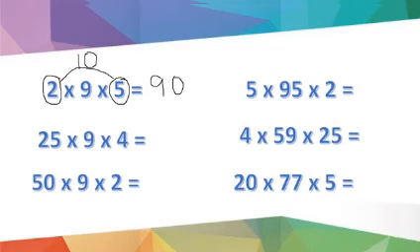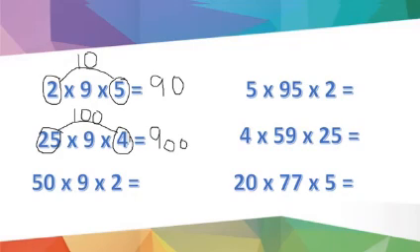How? Let's multiply 25 by 9 by 4. So first step, multiply 25 by 4. Since 25 by 4 equals 100, and now it's very easy to multiply 9 by 100. 9 by 1, 9, and add 2 zeros at the end of the number. So I'm very smart. I can multiply mentally 3 big numbers.